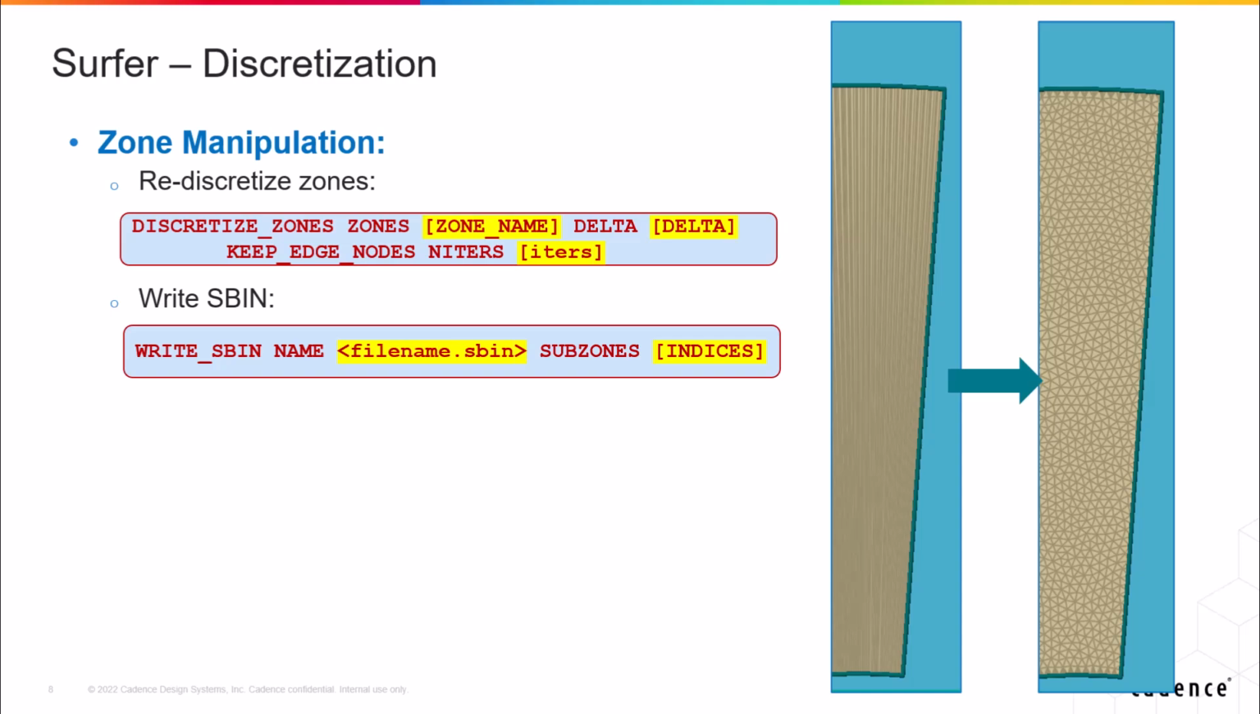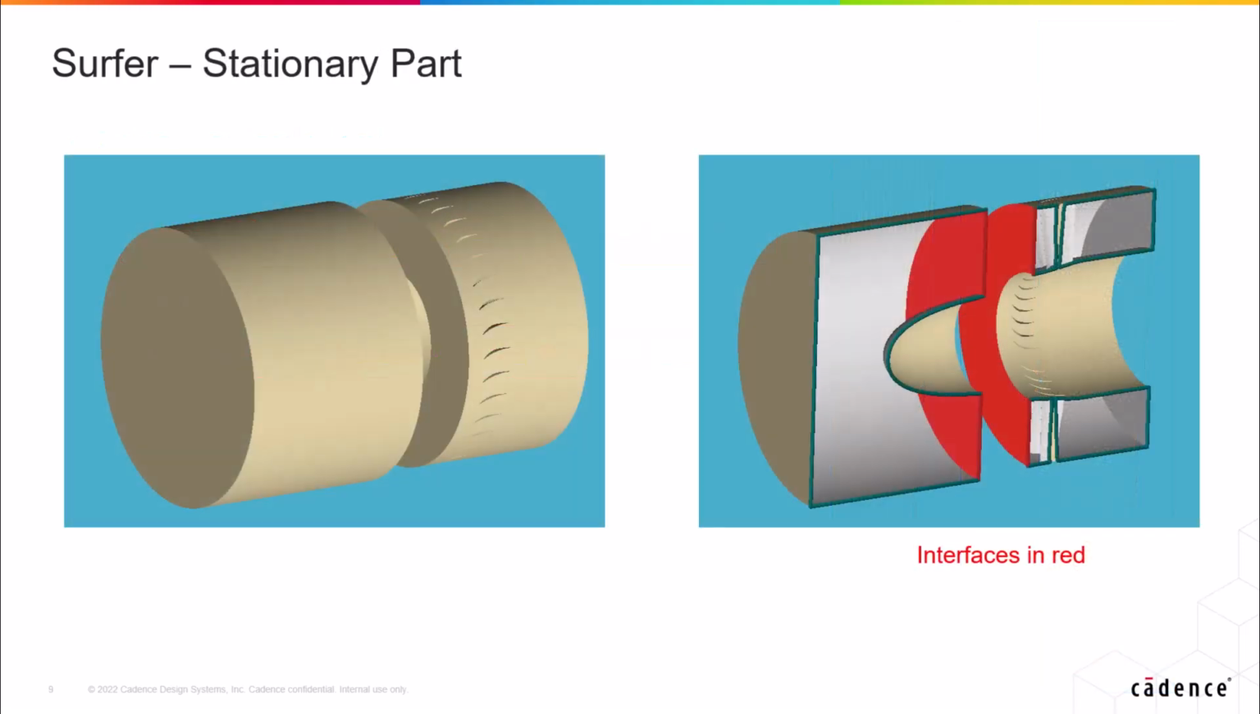We will then rediscretize the interface patches for better conformality, and then we will write out only the interfaces separately to later merge with the previously saved rotating part, and then write out the stationary part also as a stationary SBin. Once all these operations are done, we should have two main SBin files, the rotating part with the interfaces and the stationary part with the interfaces.